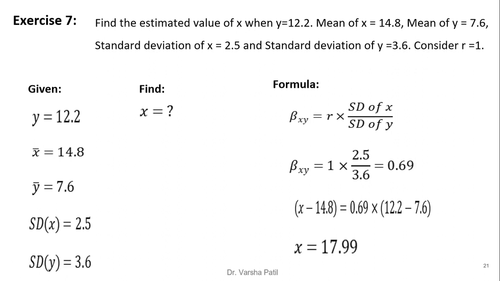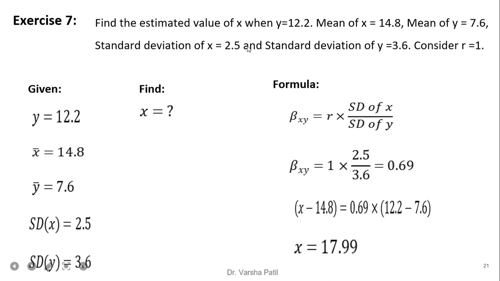and after that we will get the value for x. Now here the mean of x, mean of y, standard deviation of x and standard deviation of y are given, and r is equal to 1. Now this formula, that is beta of xy, that is x depends on y. The formula is r into standard deviation of x divided by standard deviation of y. We require to put in the values.